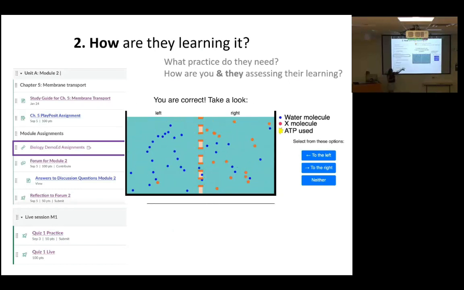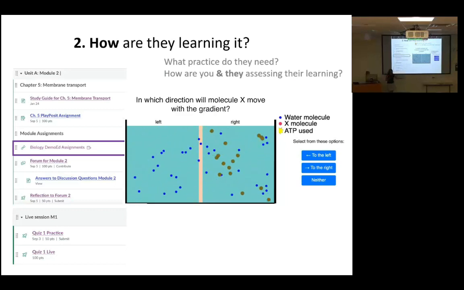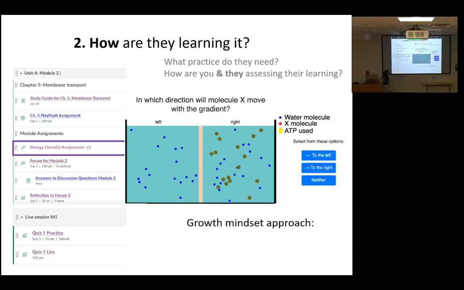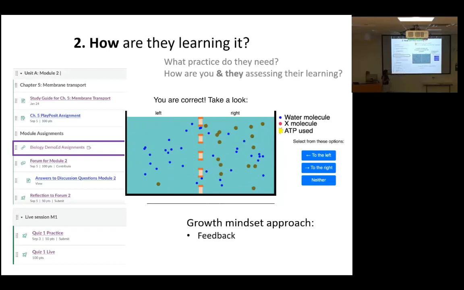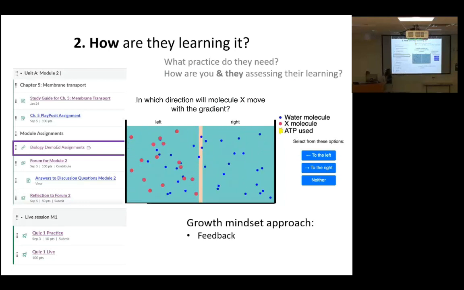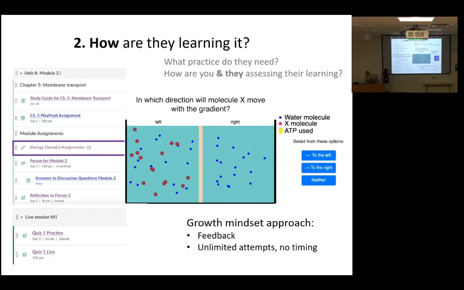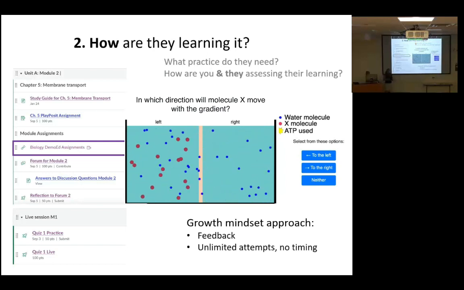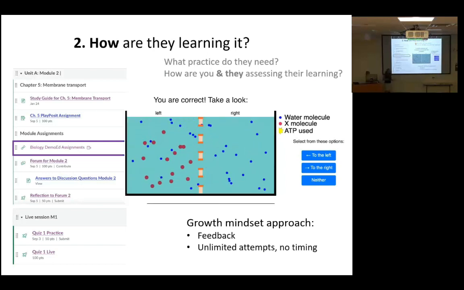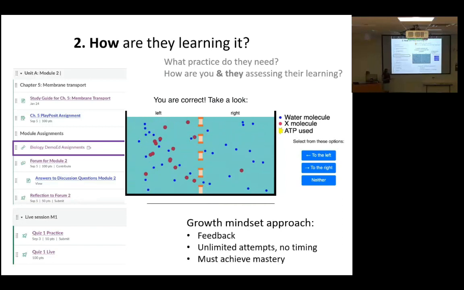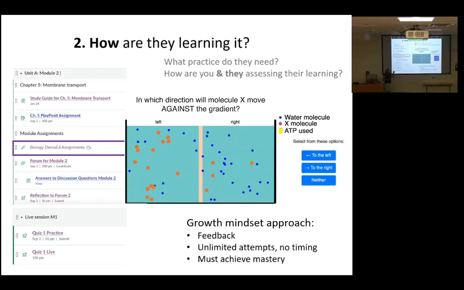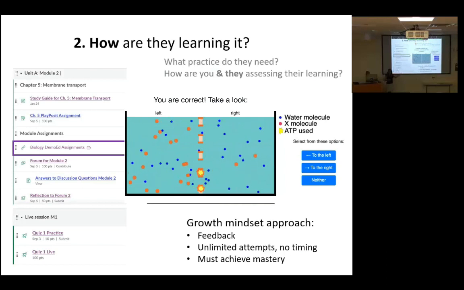So this is just a picture, but the molecules will be moving, and students have to make predictions as to what direction the molecules will be moving, and they will get feedback from that. So it's using this growth mindset approach. They will get feedback if they make any mistakes. It has unlimited attempts. It's not timed, so they can take as long as they need to, but they have to achieve mastery. So they need to master all the concepts in the activity for them to get the points. And how long it takes them, that depends on how well they've been engaging with the material up to that point.